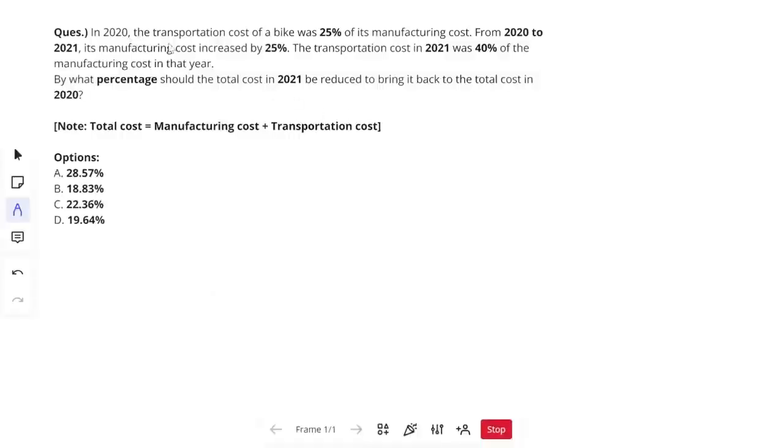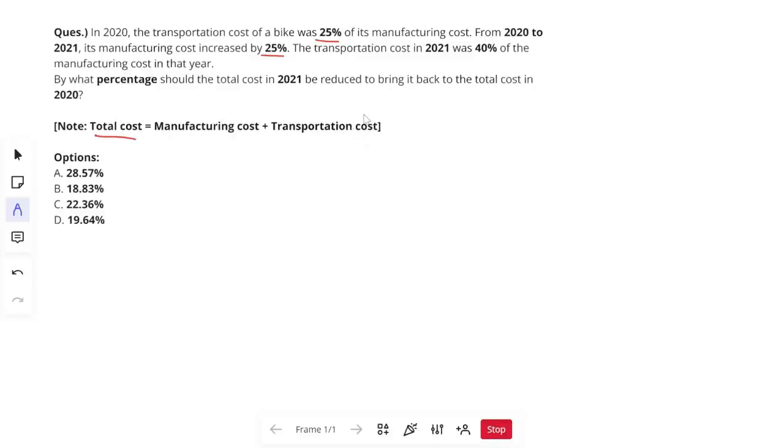The question is, in 2020 the transportation cost of a bike was 25% of its manufacturing cost. From 2020 to 2021, its manufacturing cost increased by 25%. The transportation cost in 2021 was 40% of the manufacturing cost in that year. By what percentage should the total cost in 2021 be reduced to bring it back to the total cost in 2020? See, the formula that we have is total cost equals manufacturing cost plus transportation cost. Okay, that is given to us already.